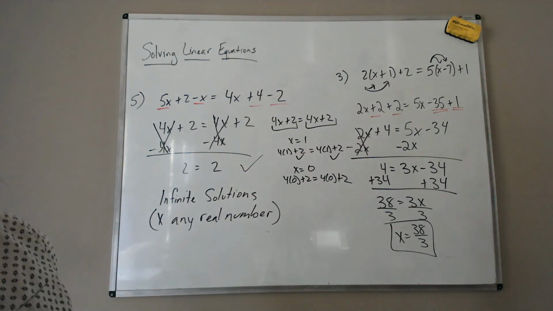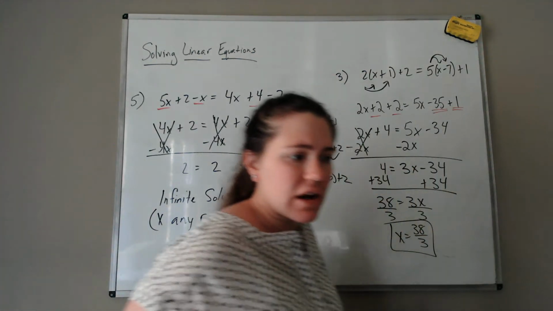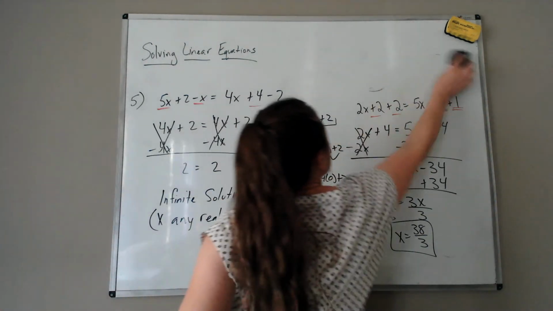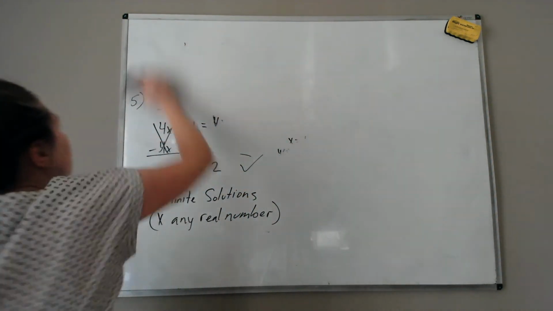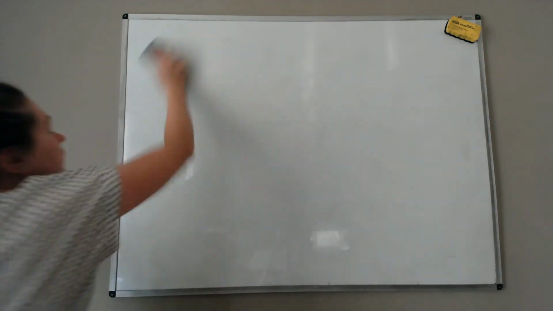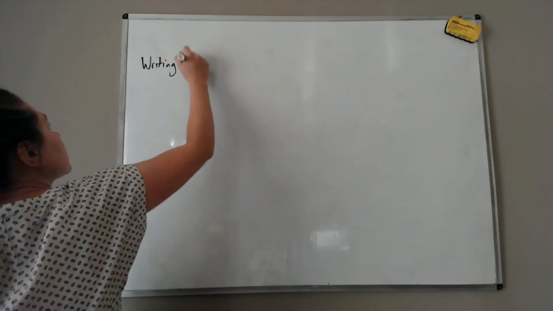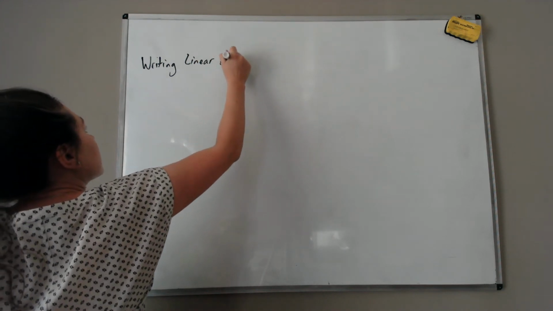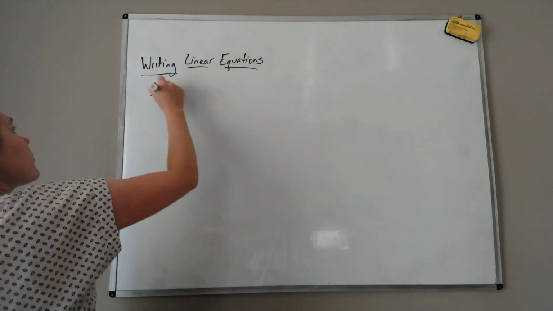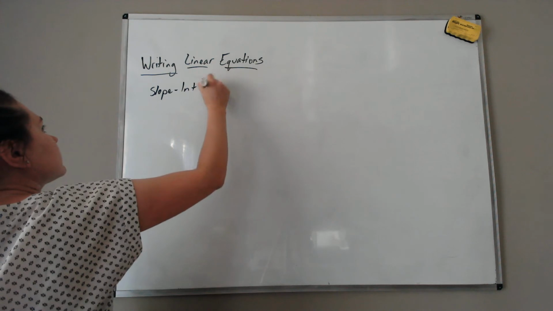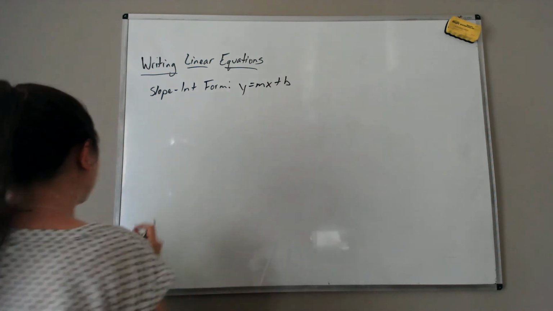Okay, so now we're going to go over writing linear equations. So when you write a linear equation, okay, we'll write them in slope-intercept form, which is y equals mx plus b, okay?